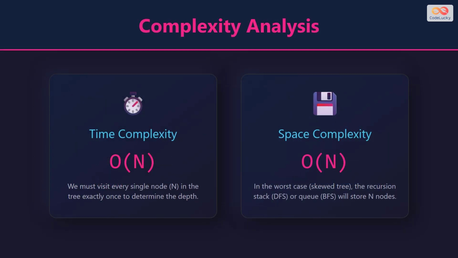Finally, let's analyze the performance. Since we must visit every node exactly once to determine the maximum depth, the time complexity is O of n. The space complexity is also O of n in the worst case, due to the recursion stack or the queue storage needed for a skewed or balanced tree respectively.